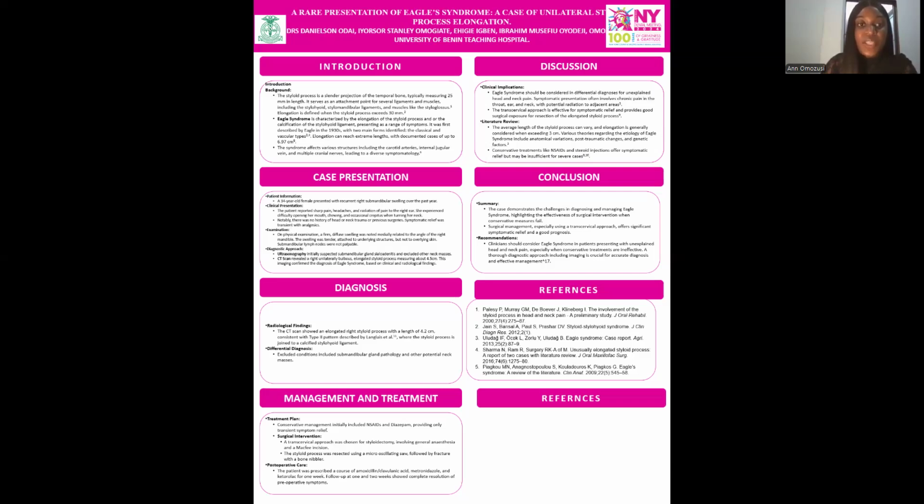On examination, a firm diffuse swelling was noted, medially related to the angle of the right mandible. The swelling was tender and attached to underlying structures, but not to overlying skin.